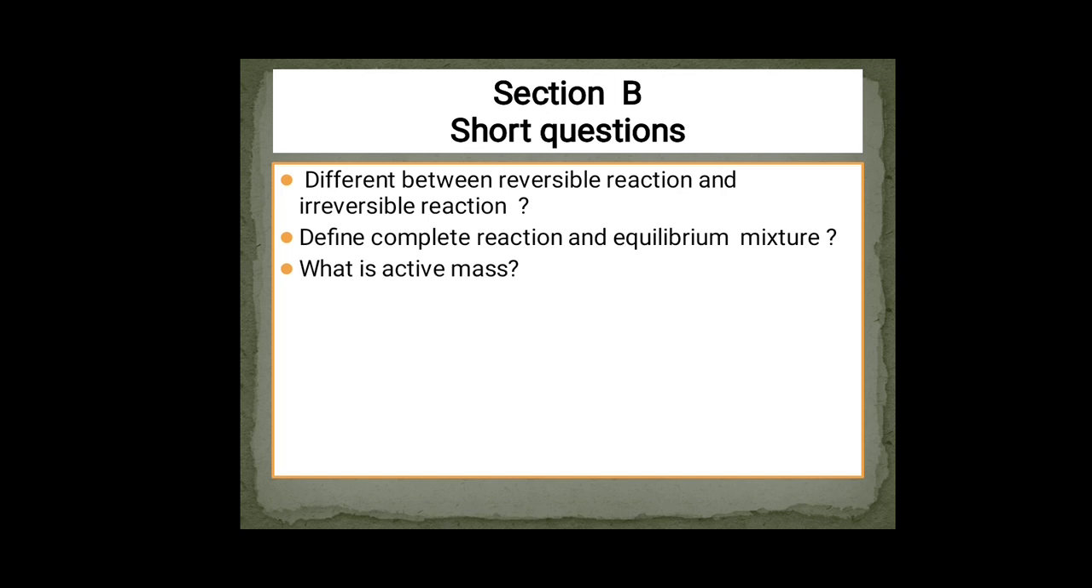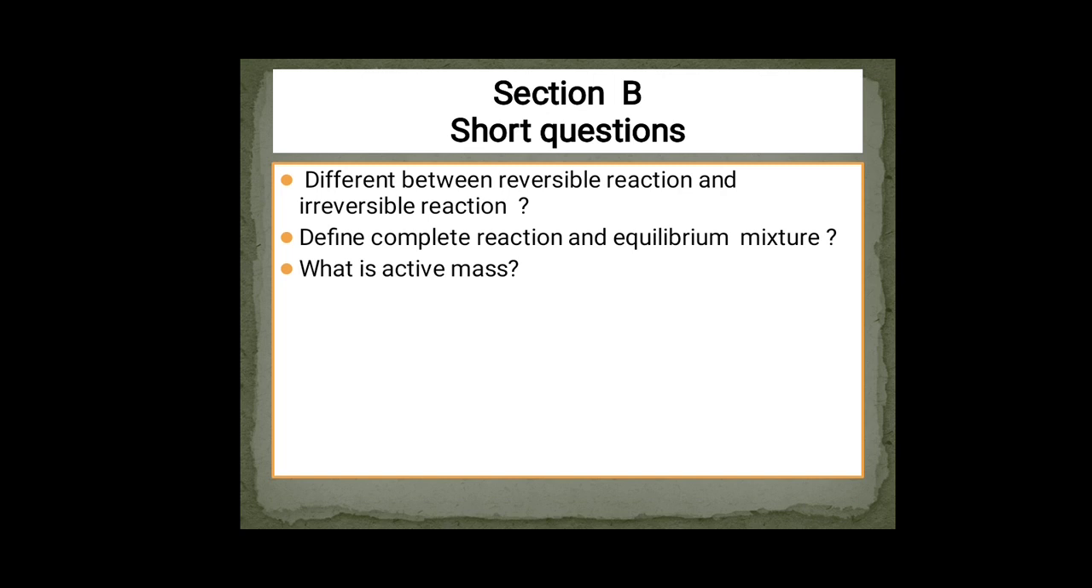Notation of the irreversible reaction: a single arrow in the chemical equation shows that the reaction is irreversible. The second question of this section is: define complete reaction and equilibrium mixture.